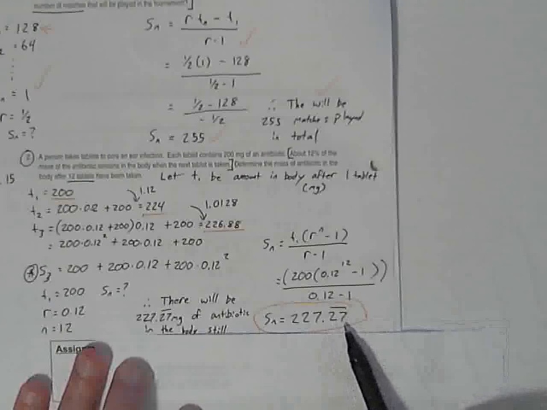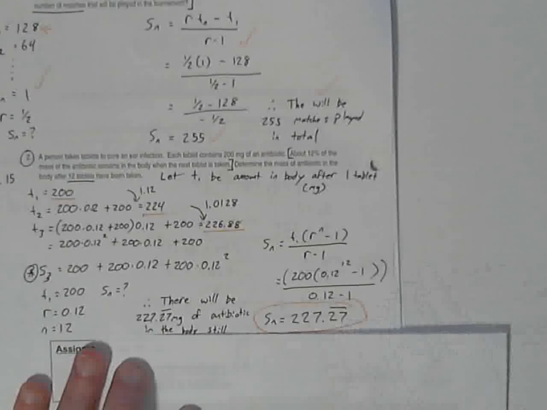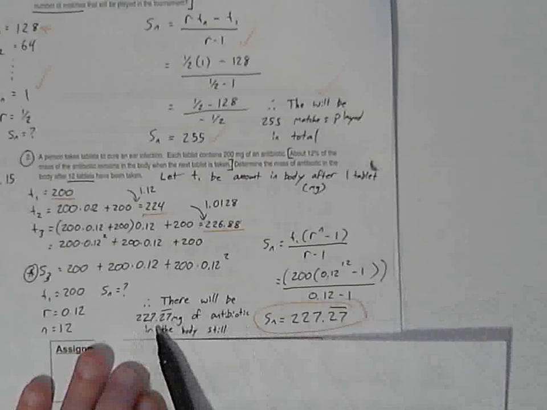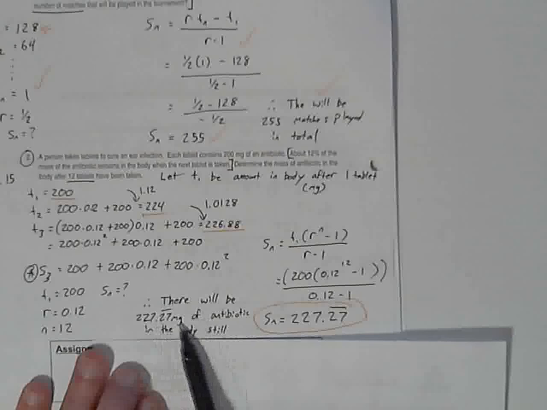If you don't get that, if you get 200 or something, then your calculator wasn't calculating it right. You were missing some of the details in there. So please make sure you can actually get to the right answer and use the calculator correctly. And then the final step: word questions require word answers. So there will be 227.27 milligrams of antibiotic still in the body after he or she has taken 12 pills.